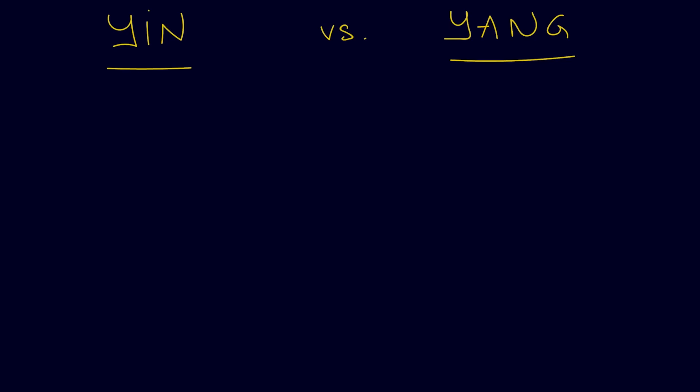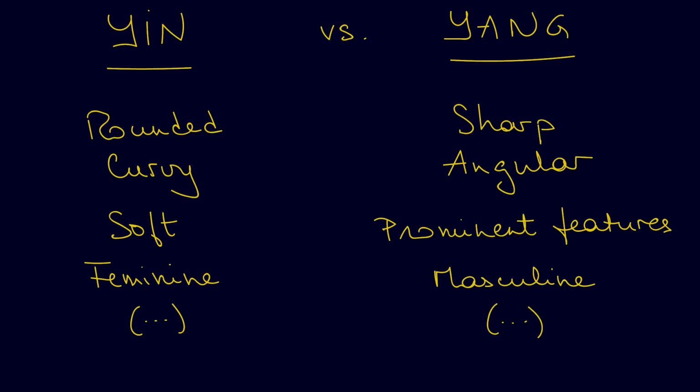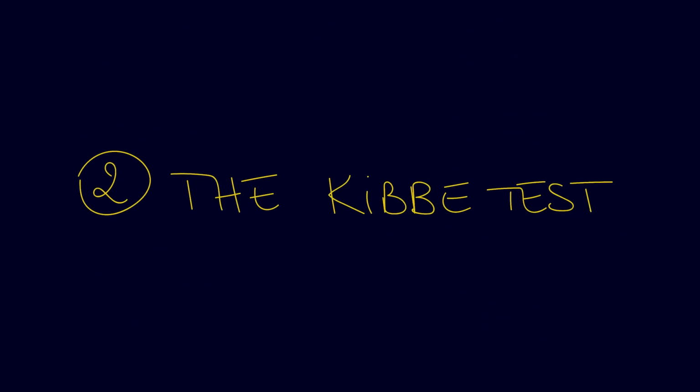So for each parameter that he's looking at, he says, are you rather yin or rather yang? Yin means, for instance, rounded, curvy, soft, feminine, etc. Yang means sharp, angular, prominent features, masculine, etc. We're looking at tendencies here, so these adjectives are just to give you the overall idea of which side you're more leaning towards.